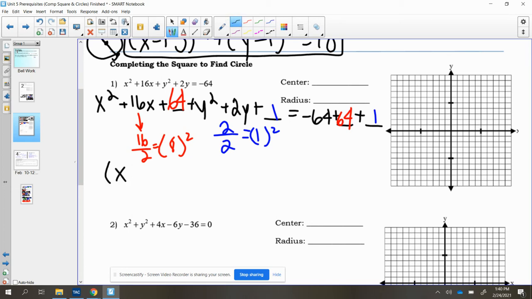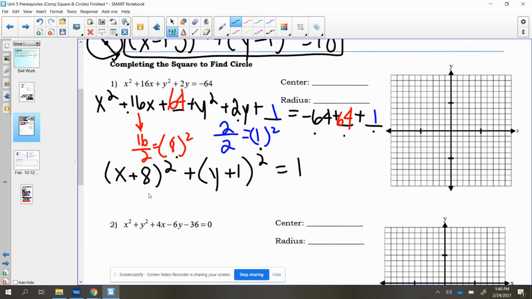What multiplies to be 64 adds to be 16? The shortcut is the number you get when you divide by 2, and we're going to square it. And then here we have our b value divided by 2, 1. What multiplies to be 1 adds to be 2? Again, it's the shortcut, y plus 1. And then -64 plus 64 plus 1 just ends up equaling 1. So now we have our standard form of our circle.